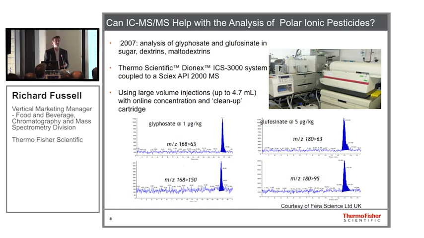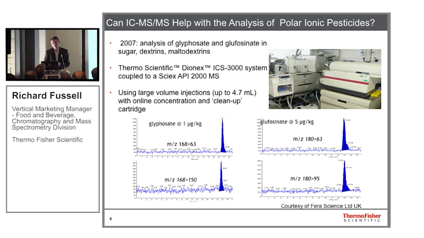So this is what we're faced with: trying to analyse this large number of difficult, polar compounds, which are difficult to extract and difficult to chromatograph using conventional chromatography techniques. So I mentioned previously that we started this work in 2007, when we were asked to analyse glyphosate and glufosinate in sweeteners which were used in the food industry. And the target concentration was 1 ppb at that time. So that was in 2007.